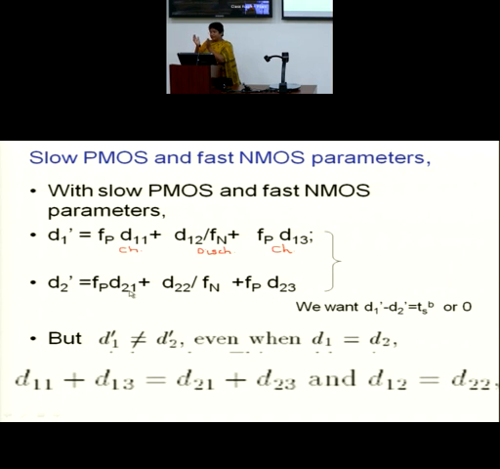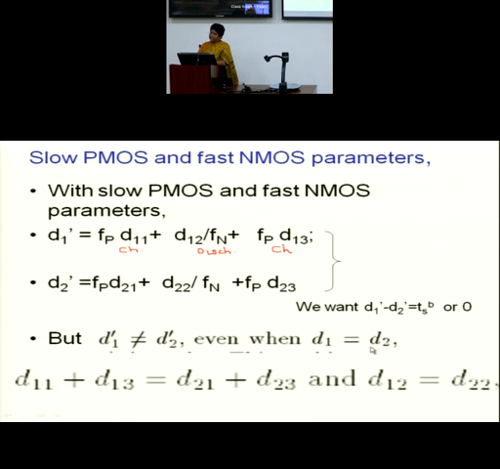Now we are assuming that the paths are closer. Local skew is between communicating blocks, so they will be closer. When they are closer, their process variations will be more or less the same for both, because they are in close vicinity to each other. The way one is getting affected, in the same way the second is also getting affected. So FP times D21, this becomes D22 by Fn, and this becomes FP times D23.